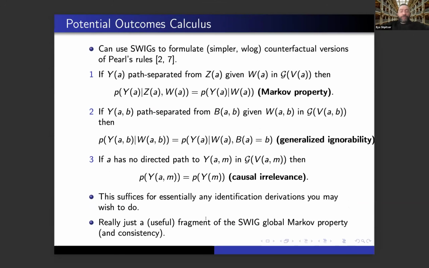Here are the three versions of those rules. You will notice that rule 3 is significantly easier, it's just causal irrelevance. Basically, it's exclusion restrictions in the graph. Turns out that that's, without loss of generality, the simplification. First, it ties together potential outcomes and the do calculus, and second, it just clarifies what it is that the do calculus really is. If you reformulate it in this way, it's just a useful fragment of the global Markov property on a SWIG. And that's all that you're really using when you use do calculus. Or po calculus, if you want to rephrase it this way.